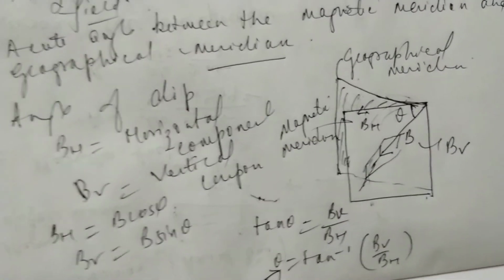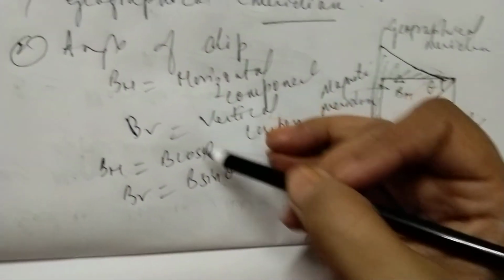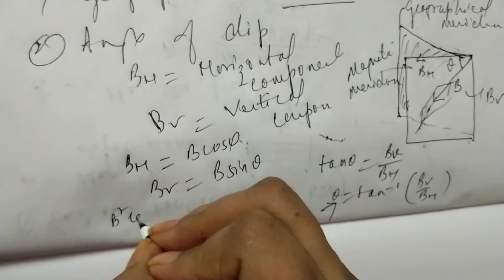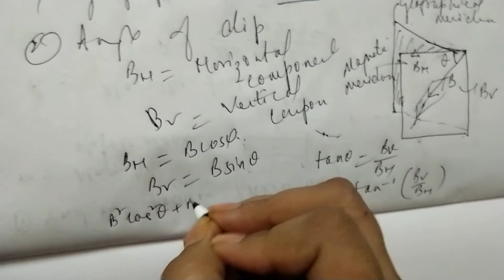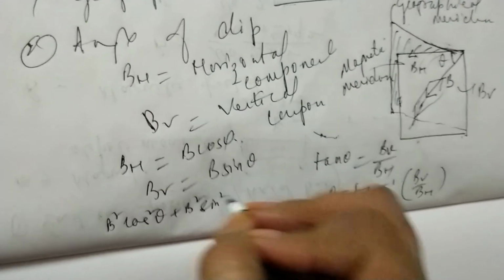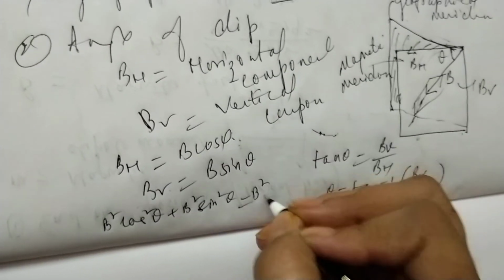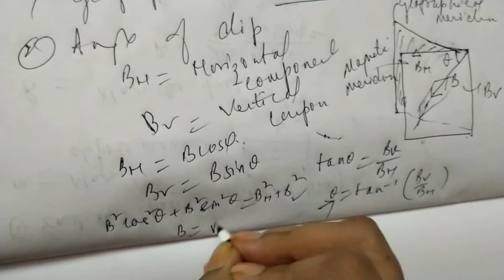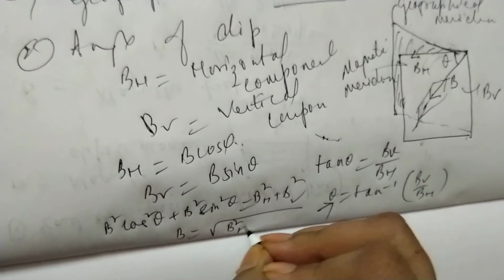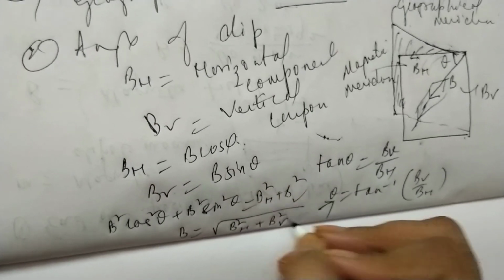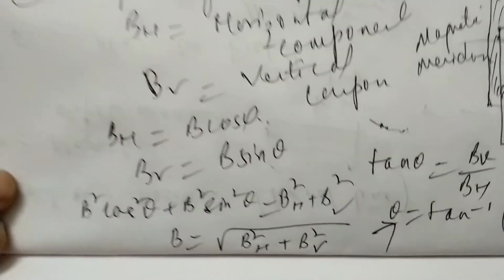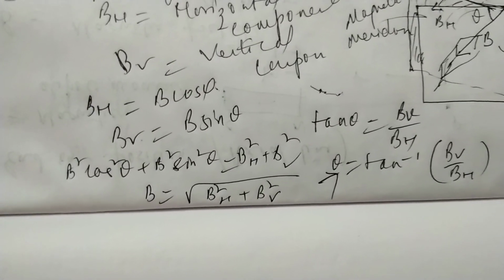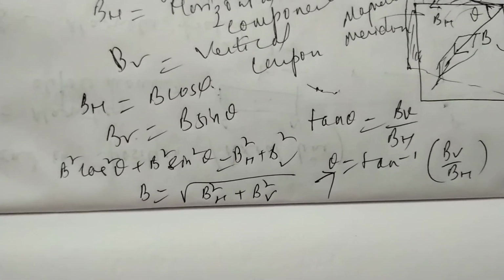But if we square these two equations, we get B squared cos squared theta plus B squared sin squared theta, which equals BH squared plus BV squared, and finally B equals the square root of BH squared plus BV squared. So we get this equation for the Earth's magnetic field: B equals under root of BH squared plus BV squared.